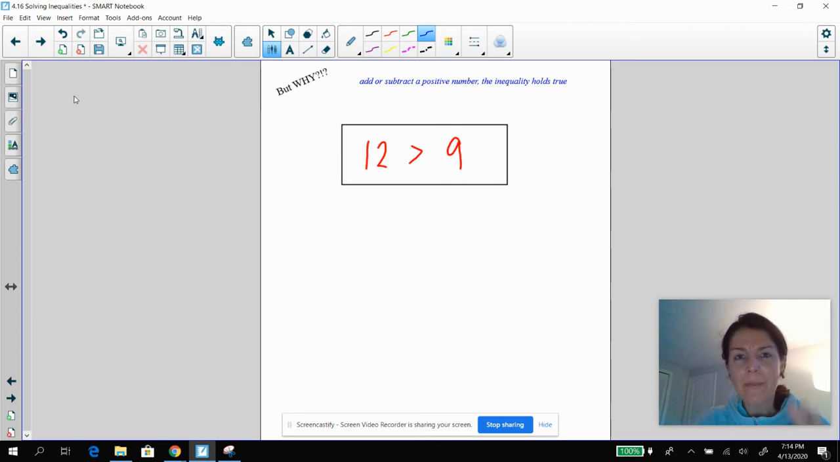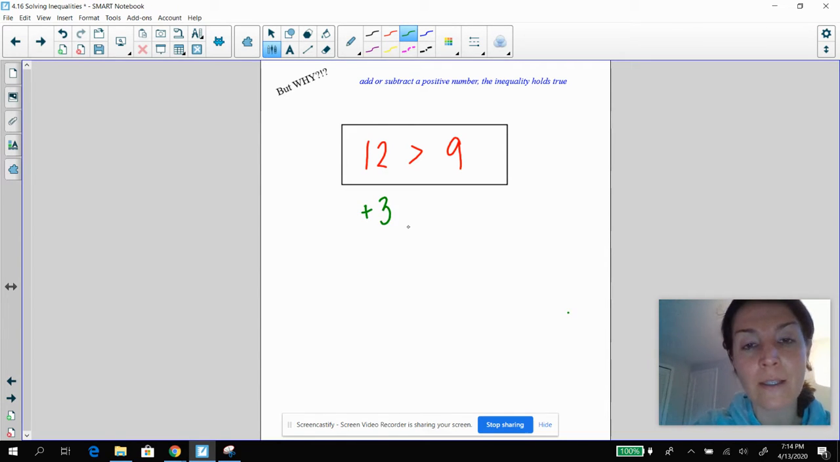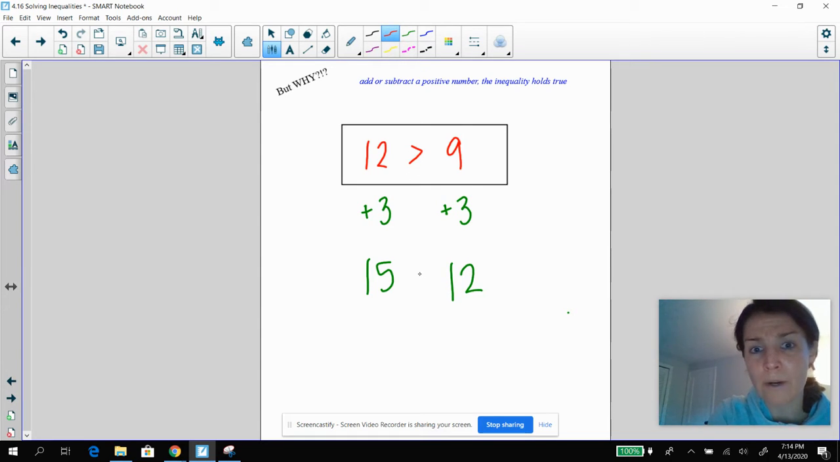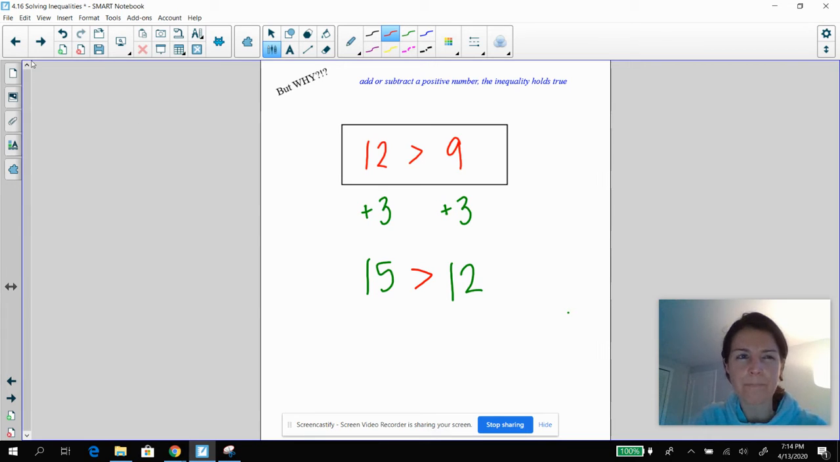So here is why. I've got an inequality here. 12 is greater than 9. So I know that's true. Great. If I add or subtract a positive number to both sides of this inequality, I'm good. Watch what happens. If I add 3 to the left, I'm going to try and keep it balanced and add 3 to the right. So 12 plus 3 is 15. 9 plus 3 is 12. Oh, that stays the same. I had my greater than sign. So 15 is still greater than 12. I added 3 to both sides. I haven't changed that inequality.